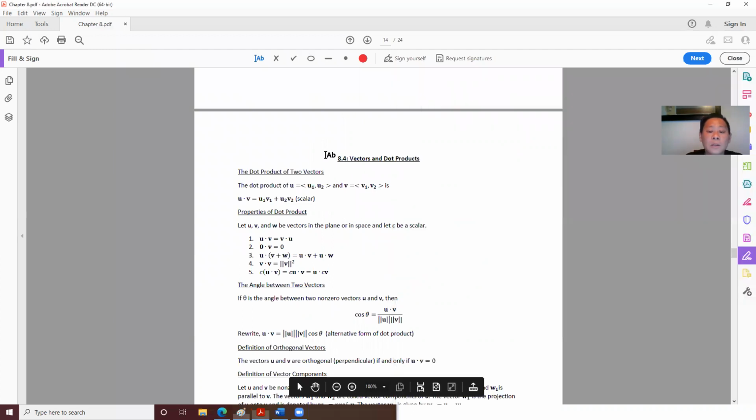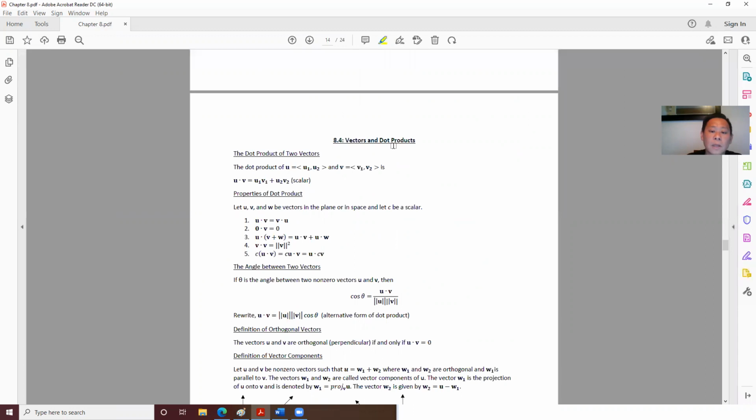So 8.4. We were talking about the vector forms and the dot products. What is the most useful of these dot products? What is a dot product of 2 vectors? A dot product u times v, or u dot v, is you take the first components of your vectors and multiply them, plus the second components of your vectors multiplied, and then you add them up.